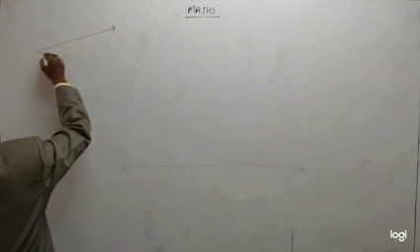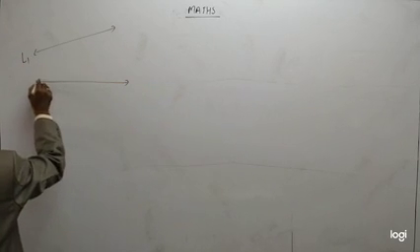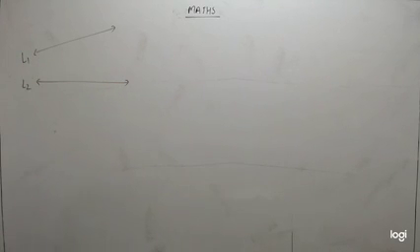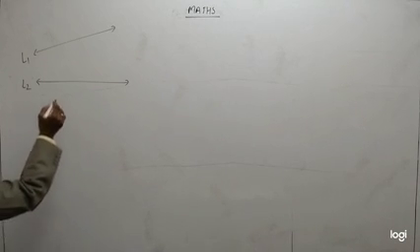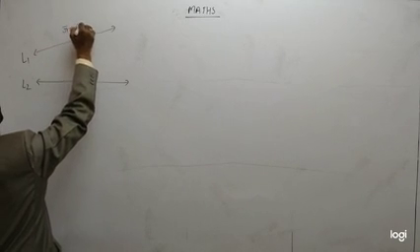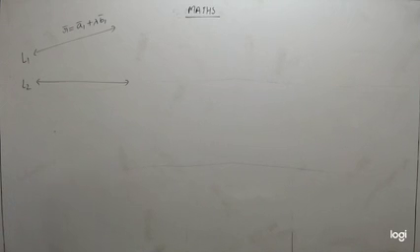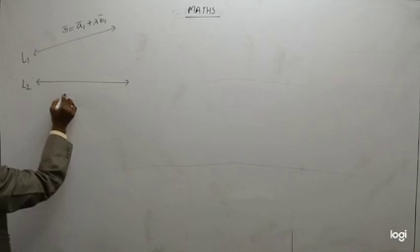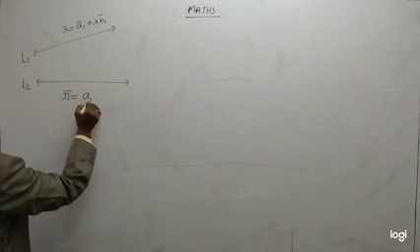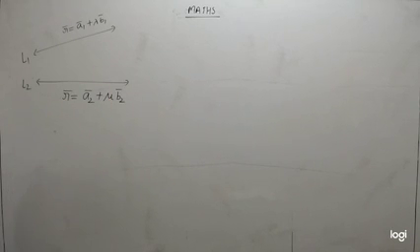Suppose this is the line L1, and this is the line L2. Suppose these are the two skew lines, and suppose the equation of line 1 is R bar equals A1 bar plus lambda into B1 bar. Equation of the second line is R bar equals A2 bar plus mu into B2 bar.